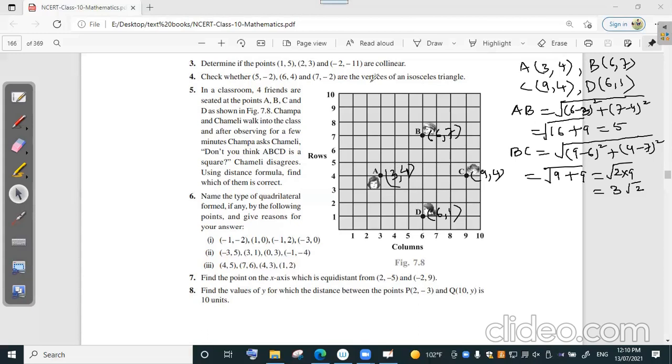Okay. So 6 minus 3 is 3, square of 3 is 9. 7 minus 4 is 3, square of 3 is 9. Under root 9 plus 9, 18. And root 18 can be written as 3 root 2. So AB and BC are equal. Next, CD.